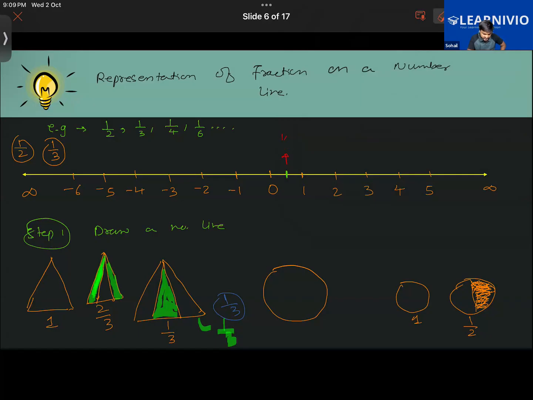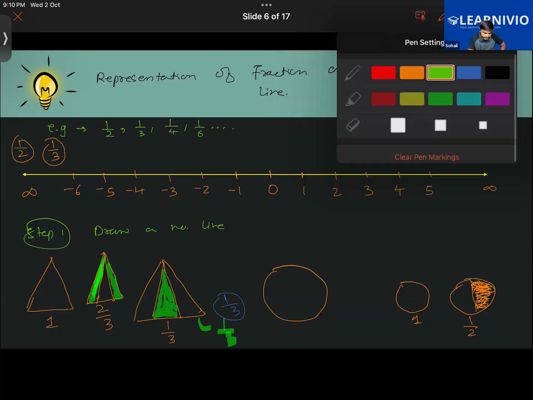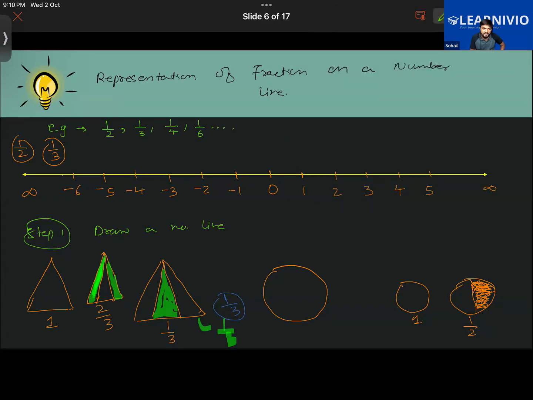Let me erase the previous one first of all. Now, in how many parts should you be dividing it? What is the denominator? 3. Indeed, 3. So between 0 and 1, you have to make 2 divisions so that it gets divided into 3 parts. Mark 2 divisions like this and this.